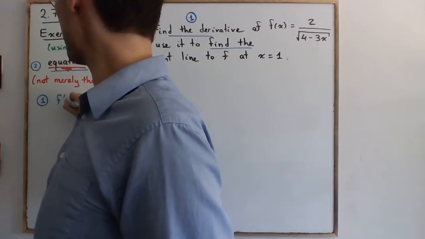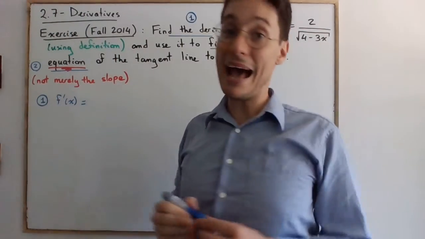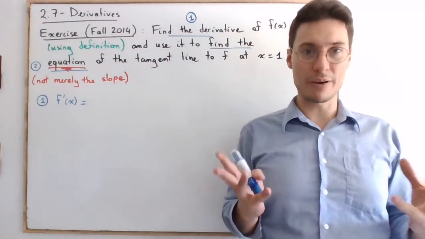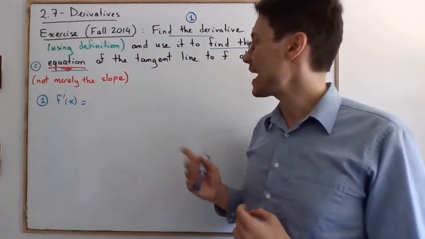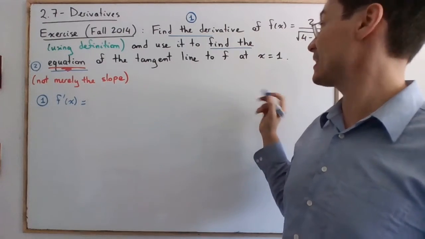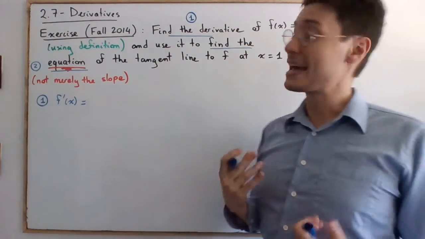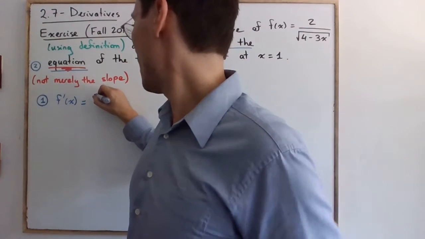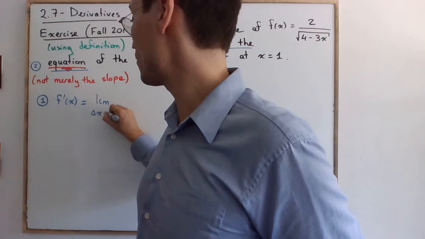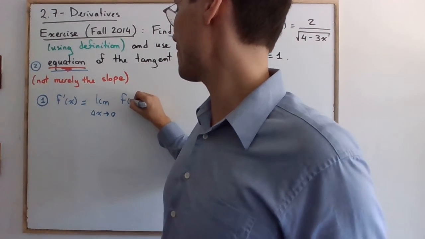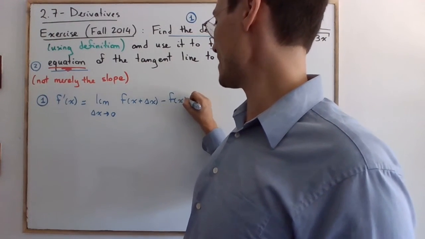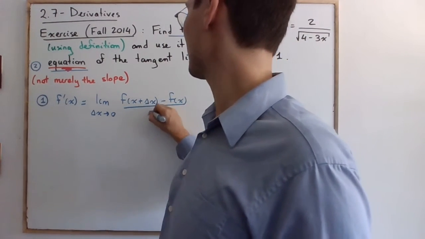So remember f prime of x. Now remember that we have two definitions. One that is kind of simple to write but involves two variables, x and t, and one that involves x and delta x. Let's choose the delta x definition. So we have that the derivative will be the limit as delta x is approaching 0 of f of x plus delta x minus f of x over delta x.